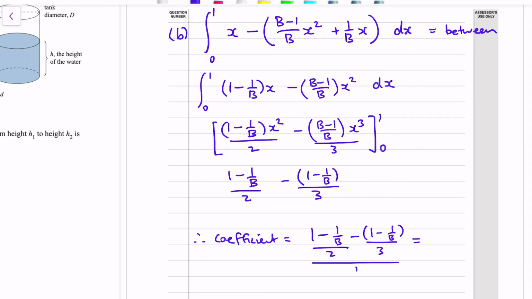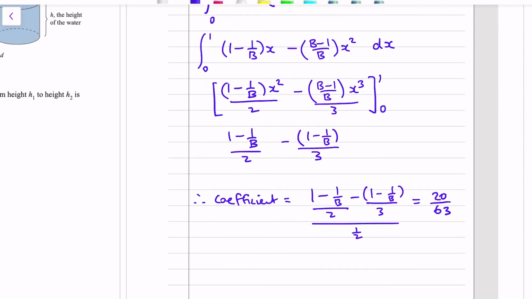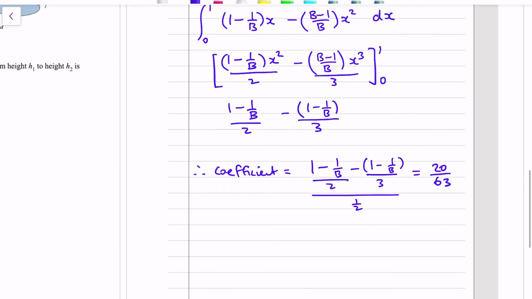All divided by 1/2, 20 over 63. So we just need to solve this equation. I recommend when anything's involving fractions, we get rid of the fractions. So if I first up times both sides by 1/2, it's going to be 10 over 63.